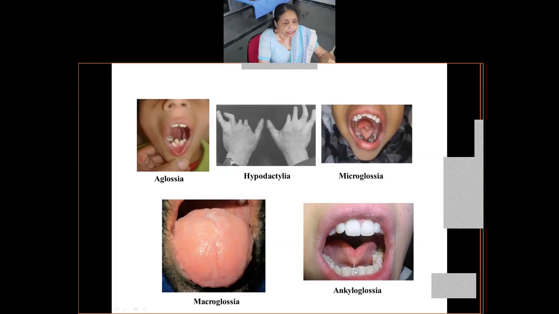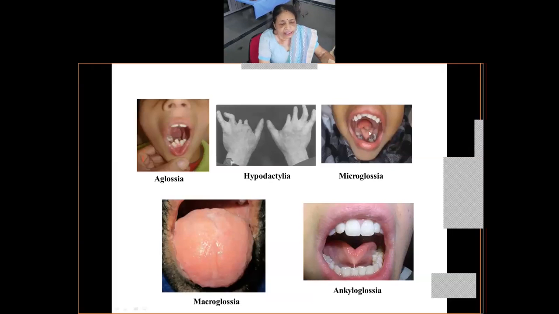Now these are some of the developmental anomalies of the tongue. Can you see any tongue here? No. So that is aglossia. It is very rare. When there is aglossia, there will be difficulty in speech, difficulty in swallowing, all these things.